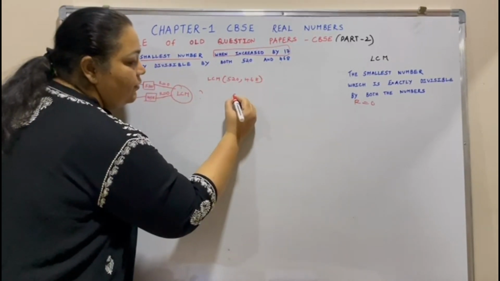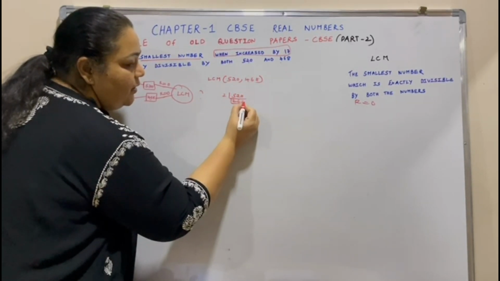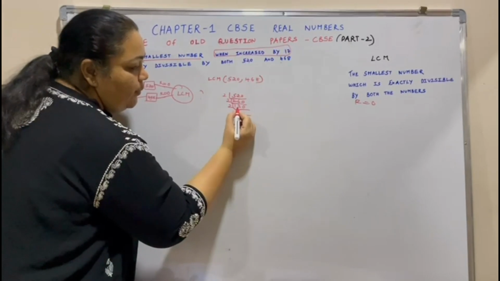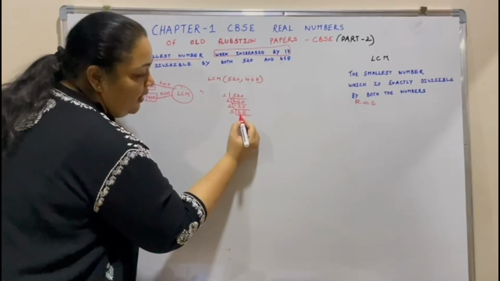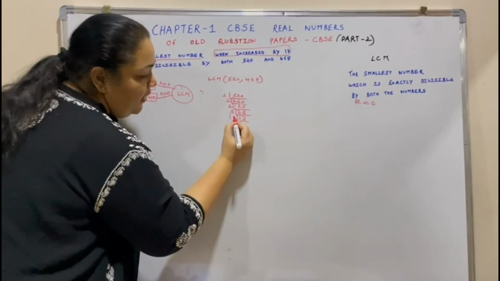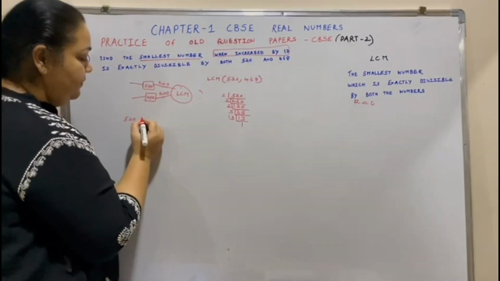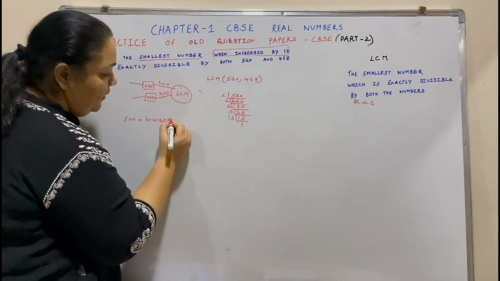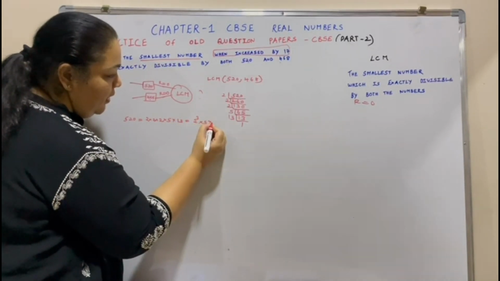So for LCM, how will you do it? 520 for prime factorization. 2 twos are 4, remainder 1, 2 sixes are 12, 2 ones are 2, 2 threes are 6, then 2 sixes are 12, remainder 1, 2 fives are 10, then 5 ones are 5, remainder 1, 5 threes are 15, then 13 is a prime number. So for 520, what is the prime factorization? 2 into 2 into 2 into 5 into 13, which is equal to 2 cube into 5 into 13.